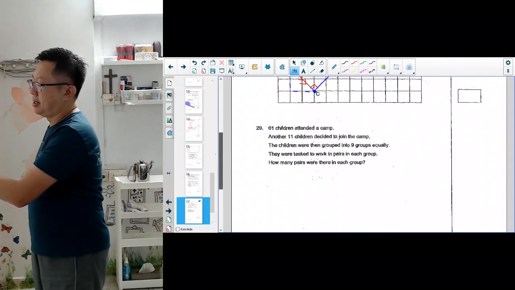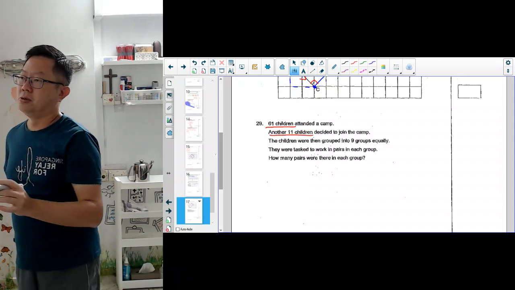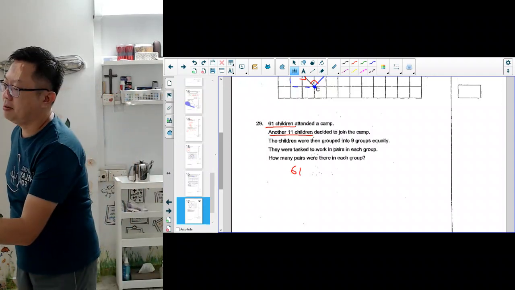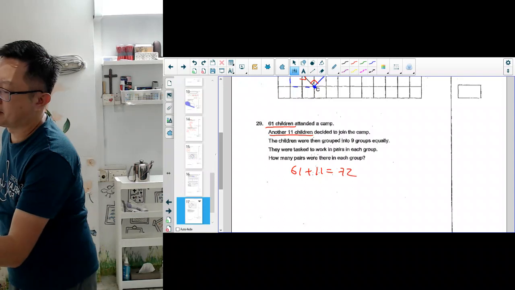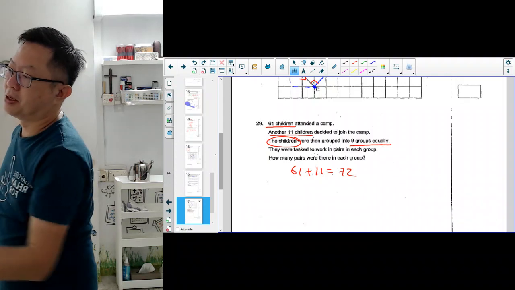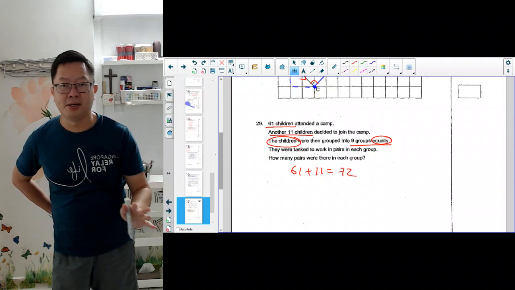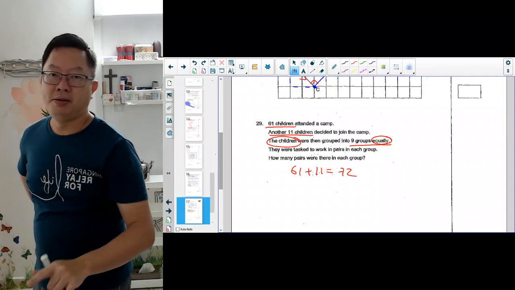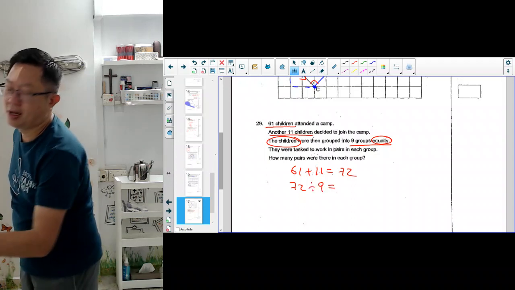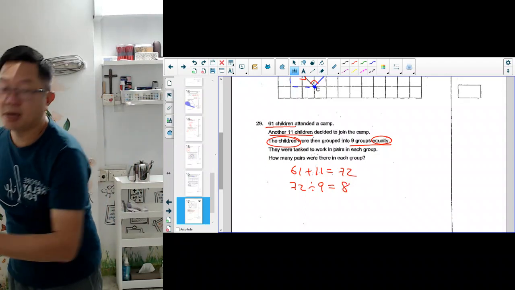Okay, question 29. 61 children attended a camp. Another 11 children decided to join the camp. So how many children altogether now? You have 61 plus 11, so there will now be 72 children. And these children were then grouped into 9 groups equally. Every time you see the word equally, it means that every group has the same number. So you should divide by 9. You take 72 and divide by 9 groups to find how many children are inside one group. So you will get 8 children inside one group.